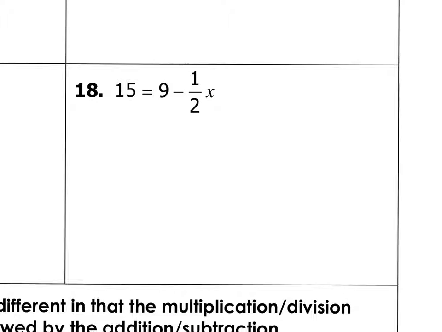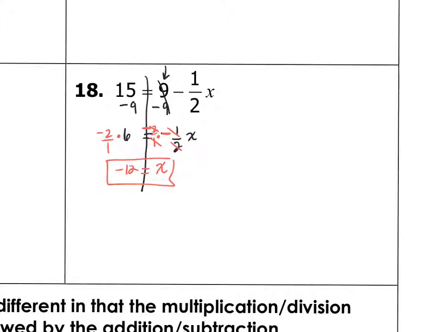Hopping over to 18. I've got my variable on my right side with my constant of 9. So let's zero that out by subtracting 9 on both sides. That has 15 minus 9, which is 6. That's equal to -1/2 x. I'm going to multiply by my reciprocal of -2/1 on both sides. That will make this become a +1x, which is what I want, because a negative times a negative is a positive. And that's equal to -12.